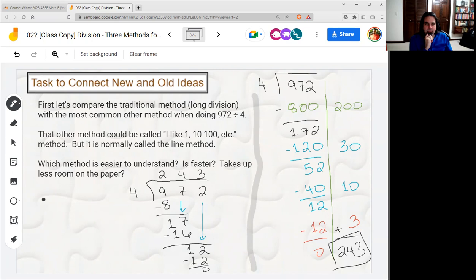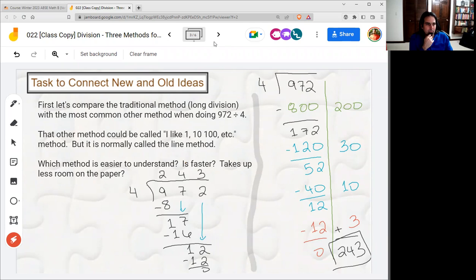Similar to what we did a moment ago. The traditional way is traditional because if you are good at your multiplication tables, it's fastest and takes up the least amount of paper. But this other way might be nice because it's more flexible. I don't have to know my multiplication tables as accurately.